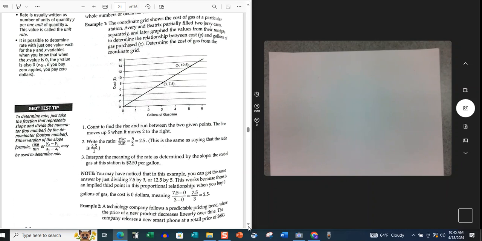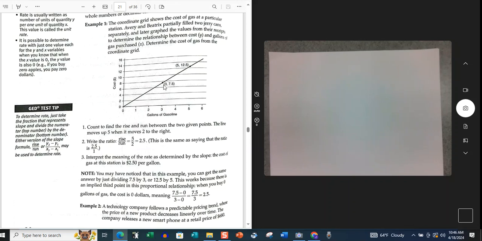Now with example 1, it says the coordinate grid shows the cost of gas at a particular station. Avery and Beatrix partially filled 2 jerry cans separately and later graphed the values from their receipts to determine the relationship between cost Y and gallons of gas purchased X. Determine the cost of gas from the coordinate grid. Now if you look here, cost is our Y values.